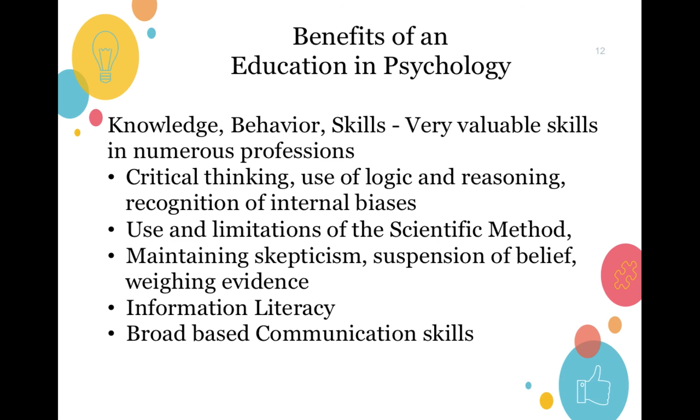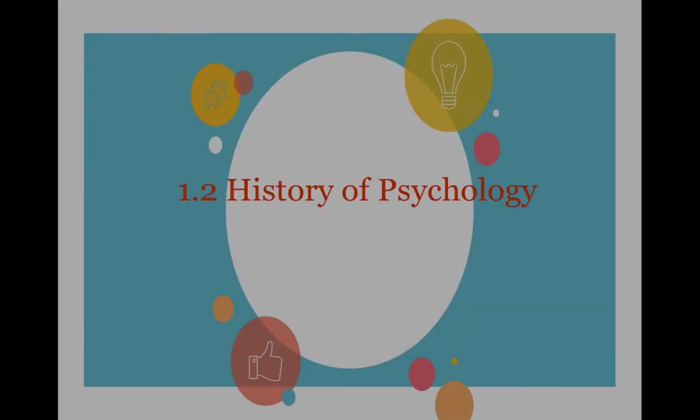Okay? It also involves information literacy, the ability to understand what's a good source, what's a bad source, what's not fake news on the internet. And also broad-based communication skills, because with a psych degree, you're going to learn to write in APA style and communicate effectively, and then you'll also learn to present your experiments and your data in a professional manner. So all of these skills are useful in a variety of professions.